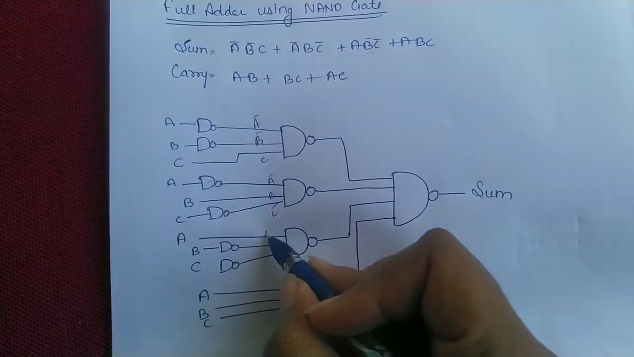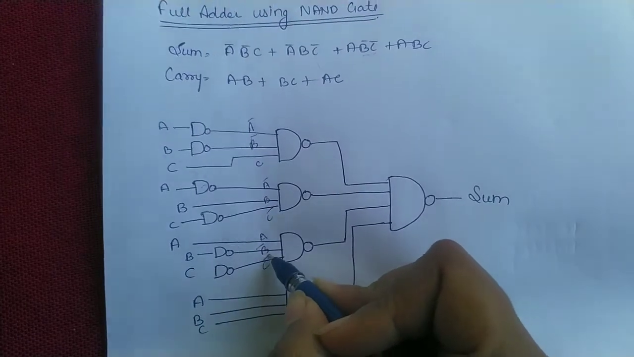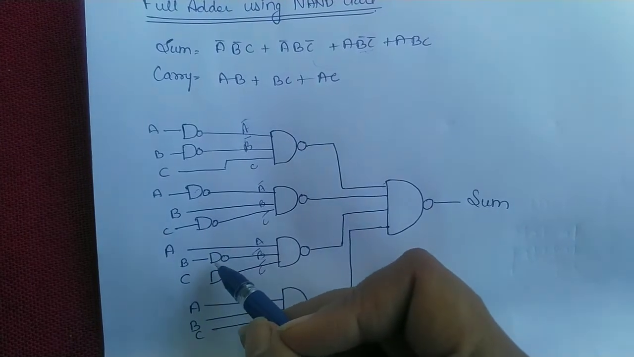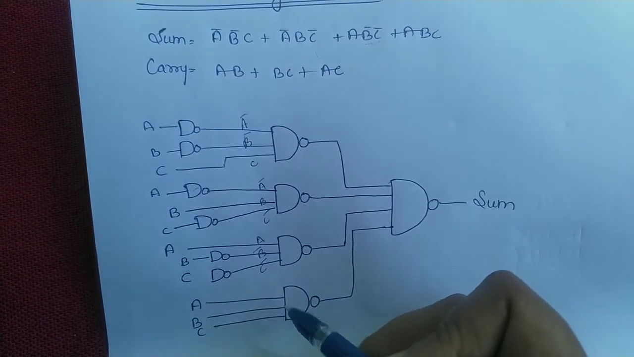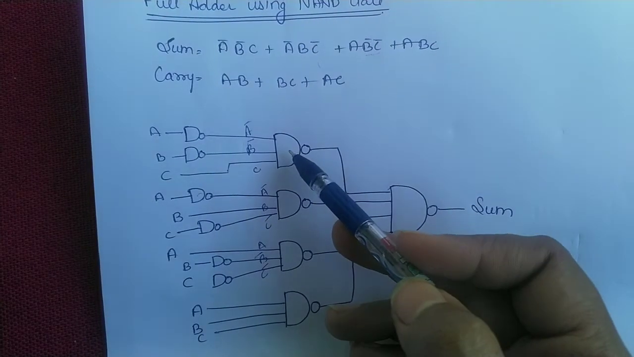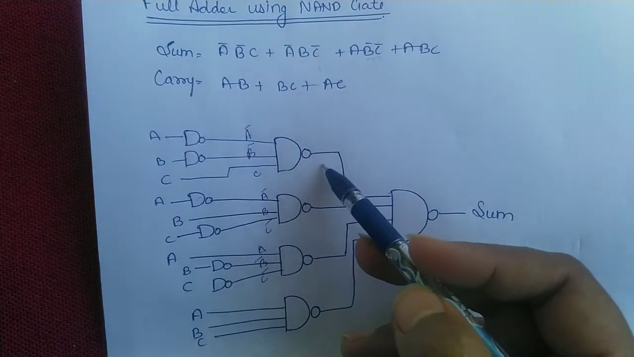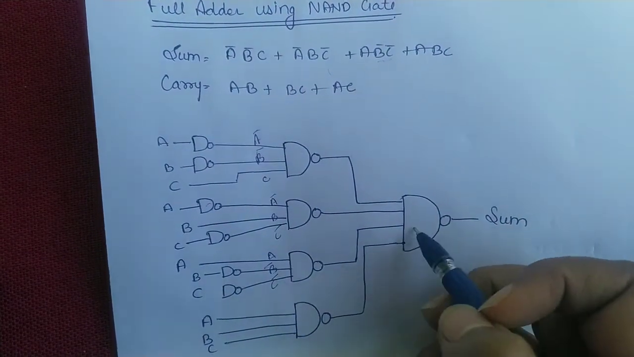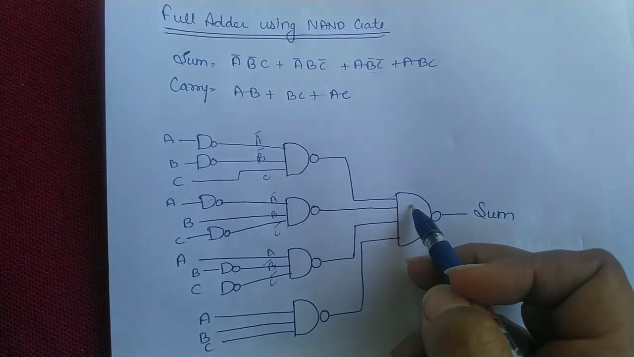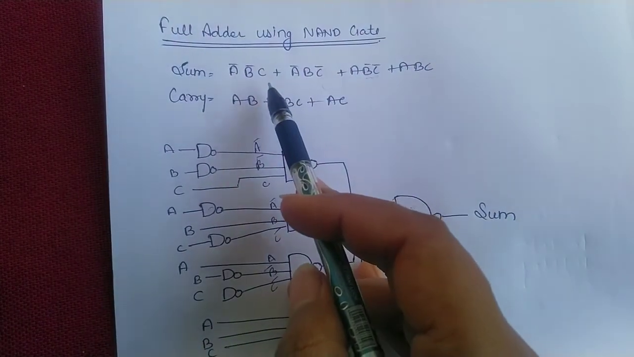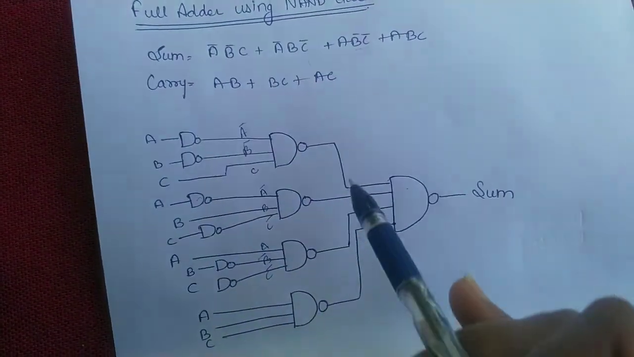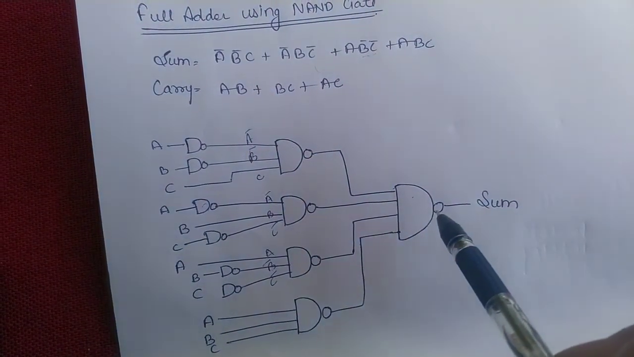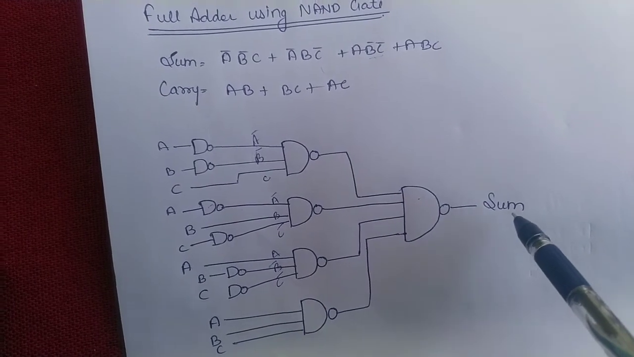For the other expression, A B bar C bar, we need to convert the values of B and C into B bar and C bar using the NAND gate. And the last expression is A B C. So all of these values act as inputs for these NAND gates, and they will give us the corresponding outputs. And all of these outputs act as inputs for this NAND gate. Here we have to OR these values, but we need to use only the NAND gate. So we will use a NAND gate here, and all of these outputs act as inputs for this NAND gate, and it will give us the value of sum.